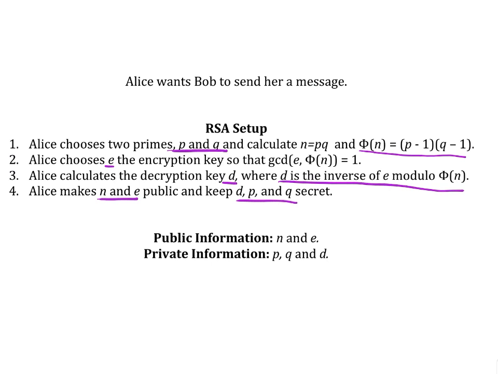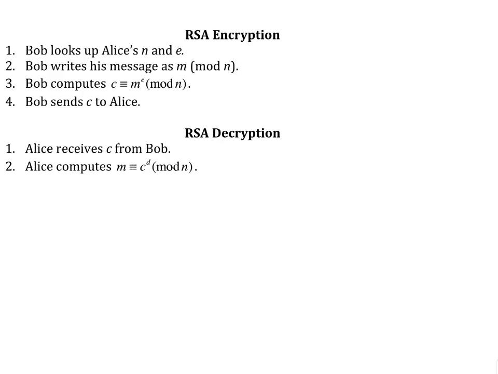Now anybody that could factor n could calculate D as well, but the idea is P and Q are going to be such huge primes that it's very difficult to factor n into the prime factors P and Q, and without having those prime factors you can't calculate D. Okay, so Bob wants to send a message to Alice, then he's going to look up n and E, which she's made public. He doesn't have to know P and Q to send a message. You only need P and Q to decrypt the message.